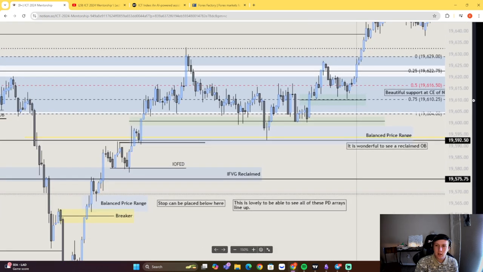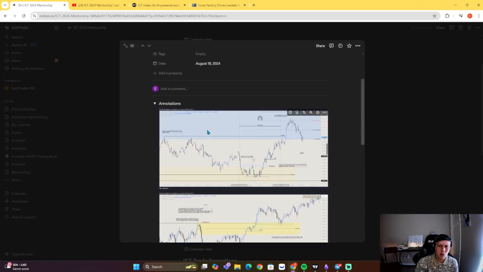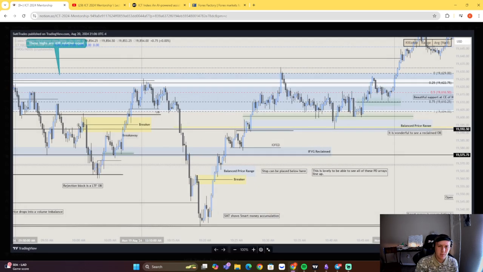So we have, oh, this is a different annotation. Dang, where did I get this from? Oh, it's the same thing.